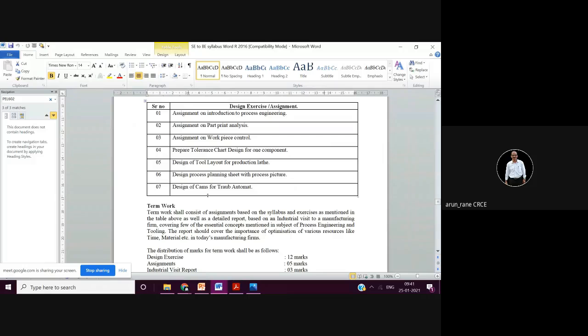Introduction to process engineering is straightforward, theory based. For part print analysis, you should have knowledge of all the machines and an understanding of the drawings. Then for process planning and sheet, you should be familiar with all the processes. And then cam design is totally new for you, and it is not what you have done in theory of machines.